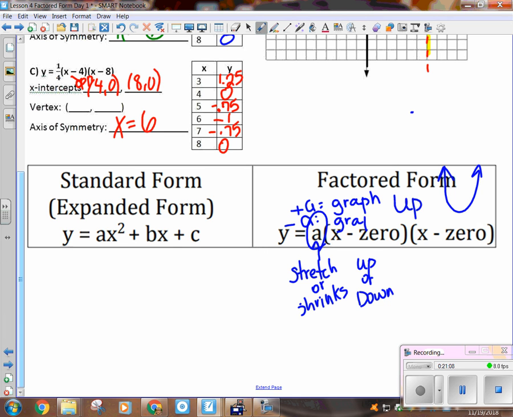What if it's a negative A value? Then the graph does what? It flips down. And then the graph would not. The cup would not hold water.